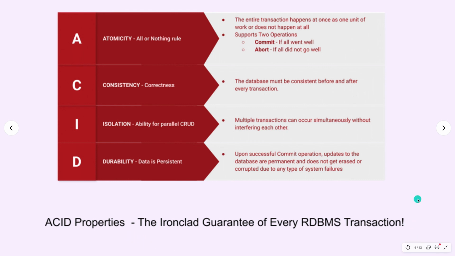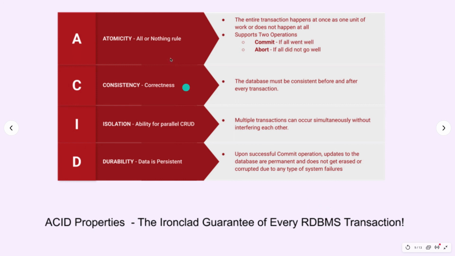Now comes the ACID properties. Now let's understand the ACID properties, which are the iron-clad guarantee of every RDBMS transaction. So what are these ACID properties? A stands for atomicity, which is the all or nothing rule. C stands for consistency, which is also correctness of the database. I stands for isolation, which is the ability for parallel operations to execute without interfering with each other. And D is durability. So that is, once a transaction is finished, the data is persisted for later use and does not get corrupted.